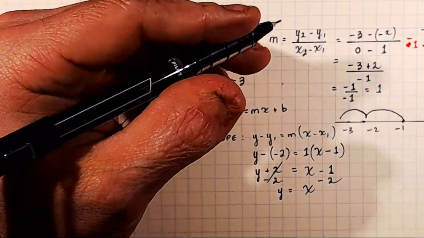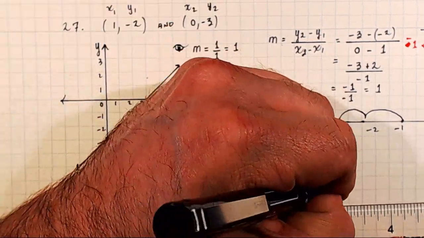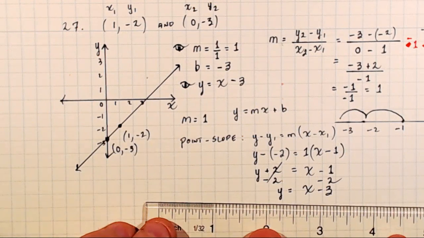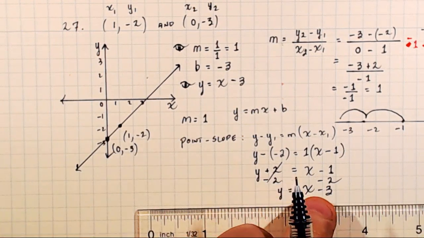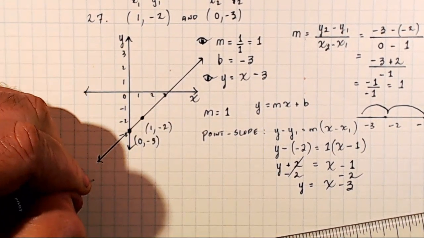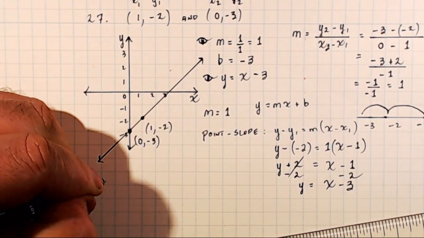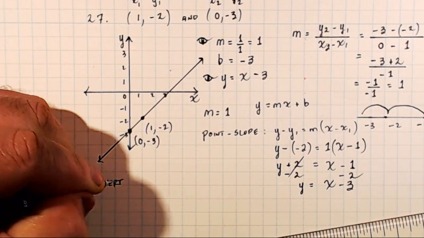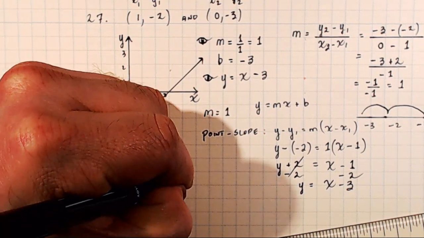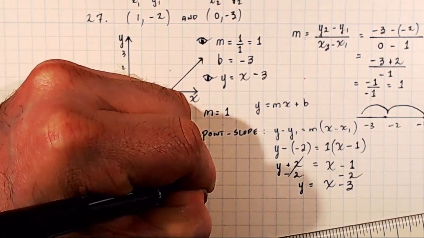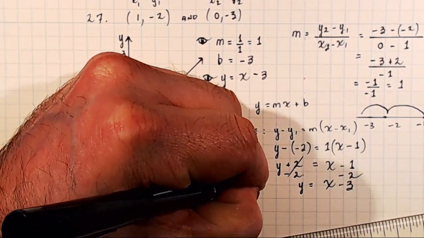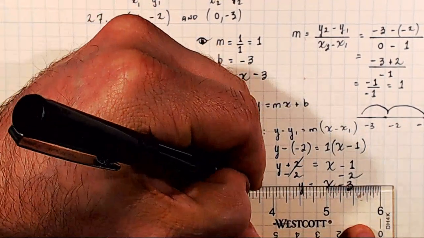So I'll write y equals x minus 3. So there's my equation in slope-intercept form, y equals x minus 3. So I have to convert y equals x minus 3 to standard form. That's what I'm going to do now.